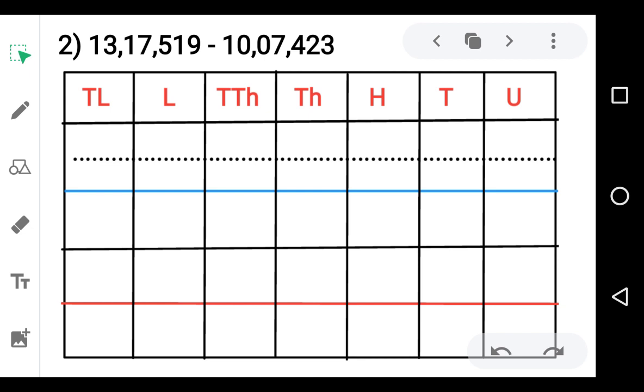9 comes in the unit place, 1 in the tens place, 5 in the 100 place, 7 in the 1000 place, 1 in the 10,000 place, 3 in the lakh place, 1 in the 10 lakh place. Now we arrange the second number. 3 is in the unit place, 2 in the tens place, 4 in the 100 place, 7 in the 1000 place, 0 in the 10,000 place, 0 in the lakh place, 1 in the 10 lakh place. Now here we put the sign of minus.